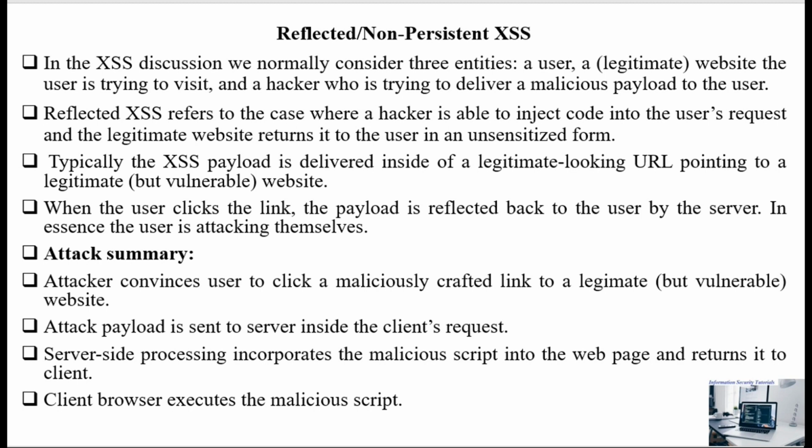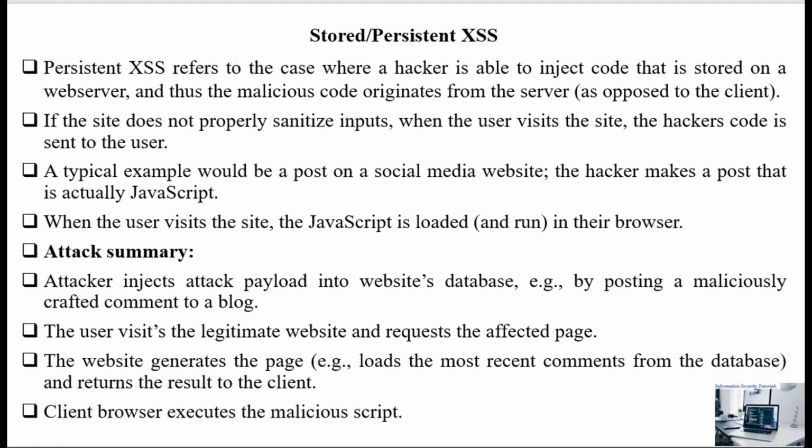The second type is stored or persistent cross-site scripting. Persistent XSS refers to the case where a hacker can inject code that is stored on a web server, and thus the malicious code originates from the server, as opposed to the client. If the site does not properly sanitize inputs, when the user visits the site, the hacker's code is sent to the user. A typical example would be a post on a social media website.